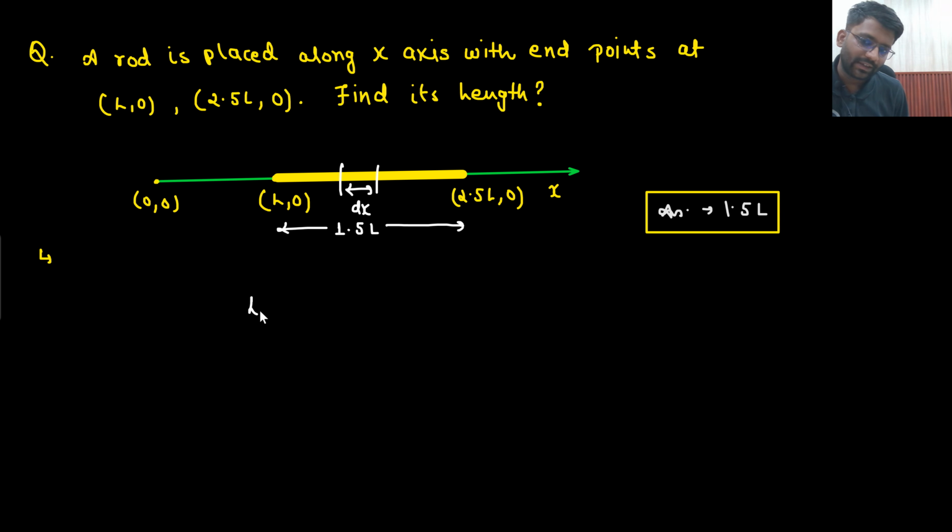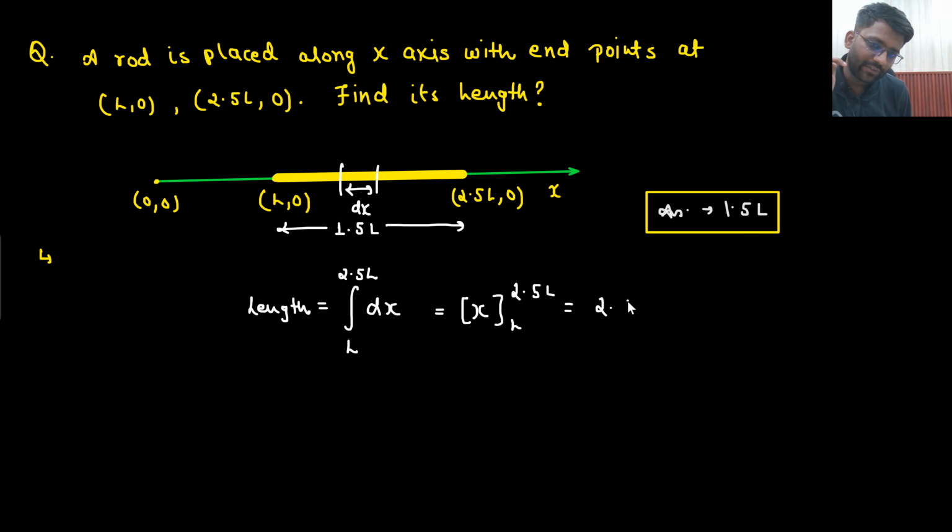So if you want to find the complete length, you integrate dx from where to where? You integrate dx from L to 2.5L. The integration of dx is x, and you are integrating from L to 2.5L. So 2.5L minus L equals 1.5L. This would be the answer. This is the length.